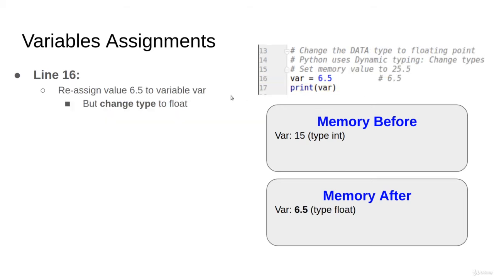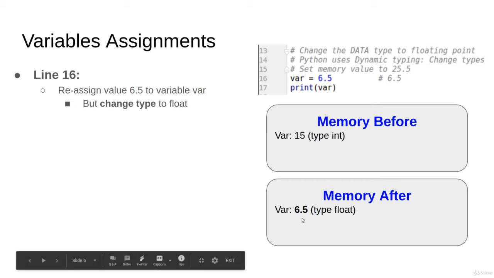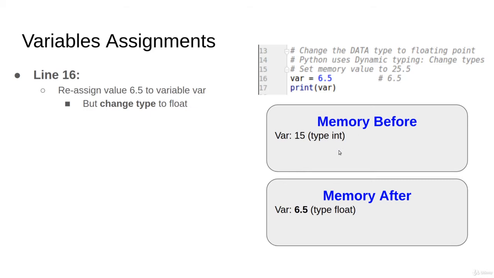Now, in line 16, there is something very interesting. We started to say that var equal 6.5. So this means go to the memory, replace the 15 here with 6.5. So far, so good. But the very interesting thing is that the data type itself was integer. It is now a float. So Python allows us to change the value and allows us also to change the data type, which is a great flexibility.